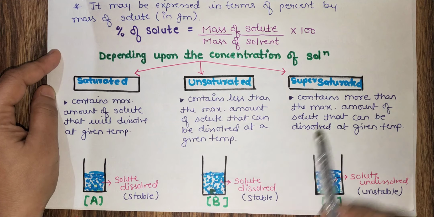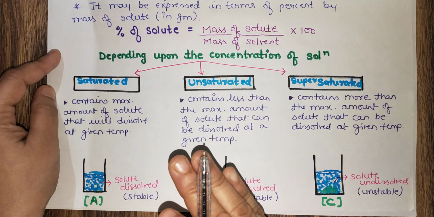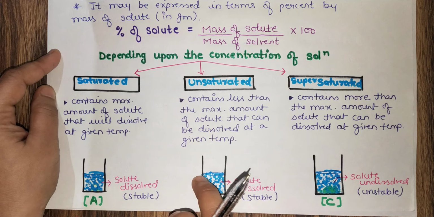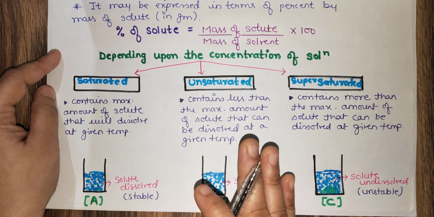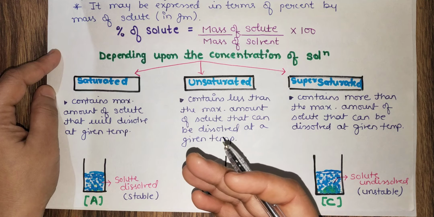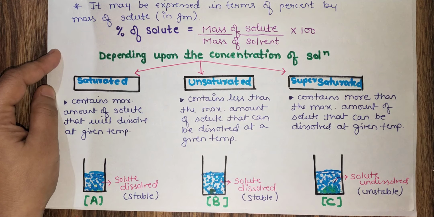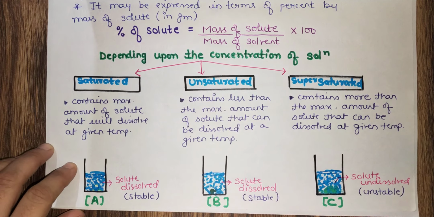So in this way you can make a comparison: a saturated solution has the maximum amount of solute, and no more solute can be dissolved in it. But in an unsaturated solution you can dissolve some more solute because it is less than the maximum limit, whereas a supersaturated solution has an extra amount of solute that you get at the bottom of the beaker. So in this way you can define all these solutions.